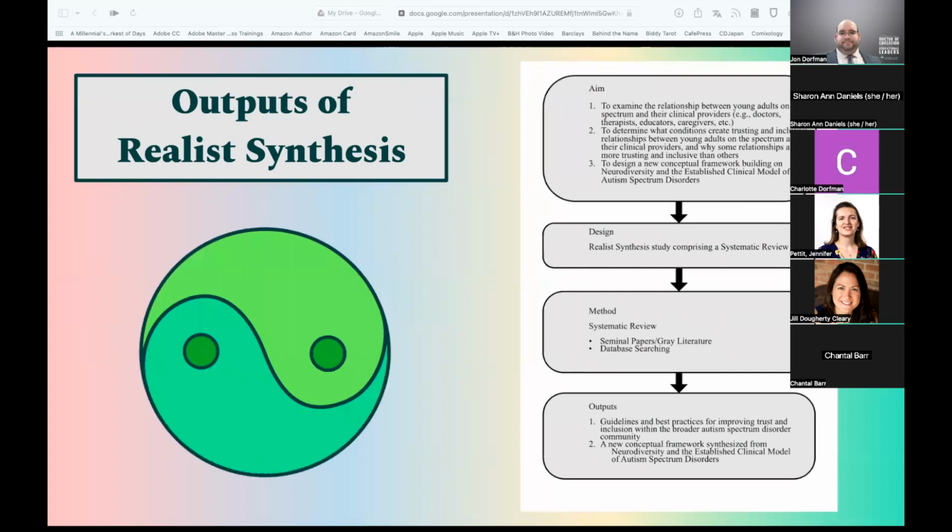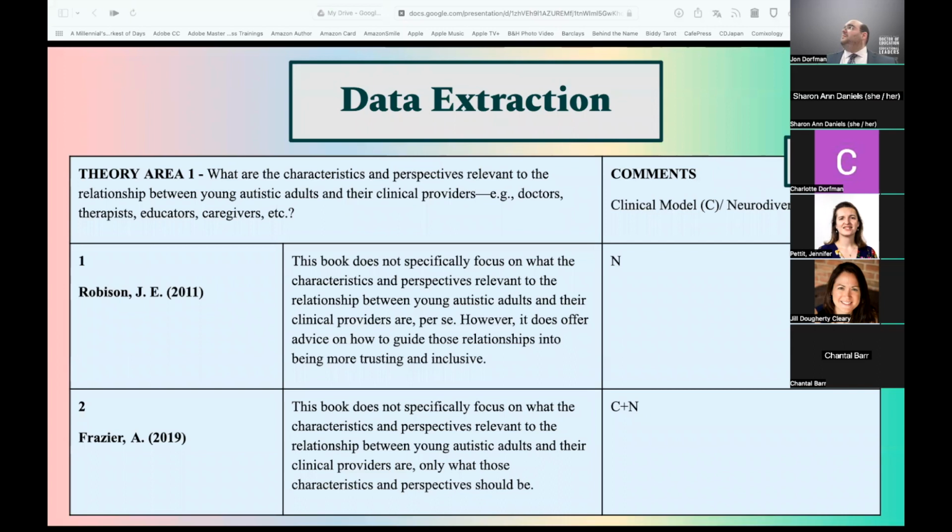This is a chart of how we get to the outputs of this research, being guidelines and best practices for improving trust and inclusion within the broader autism spectrum community, and a new conceptual framework that I'm calling Neuro-Unity, designed to facilitate applications of the first output. This is a sample from my data extraction evidence tables relating to the first research question, the characteristics and perspectives relevant to the relationship between young autistic adults and their clinical providers.